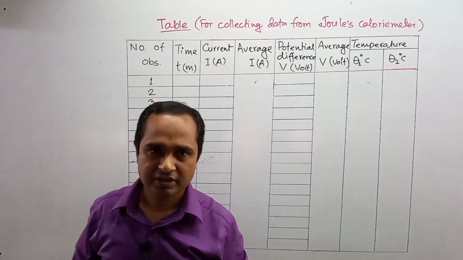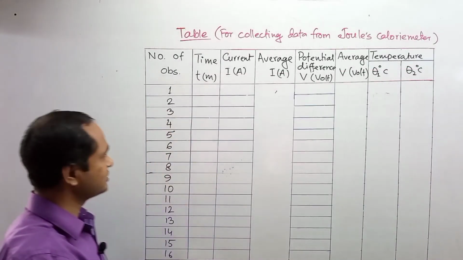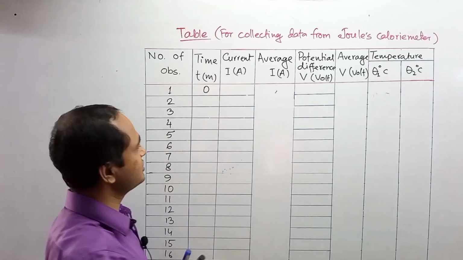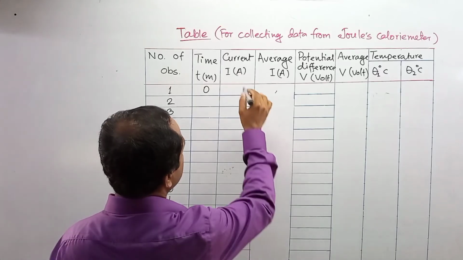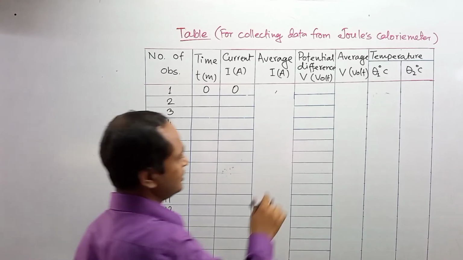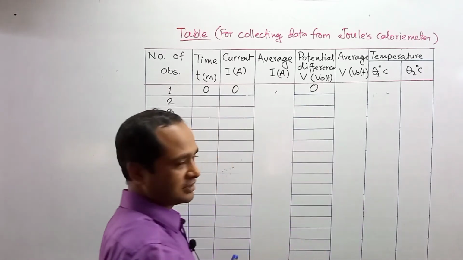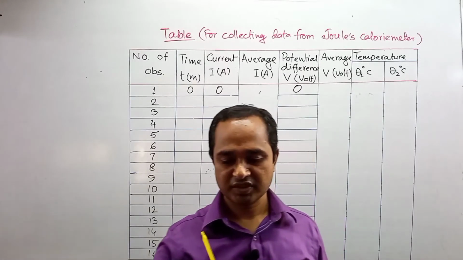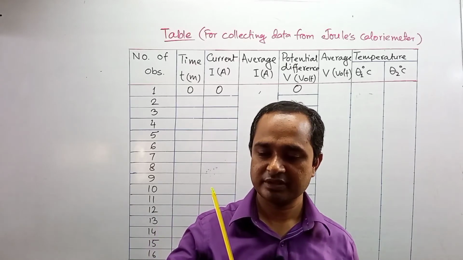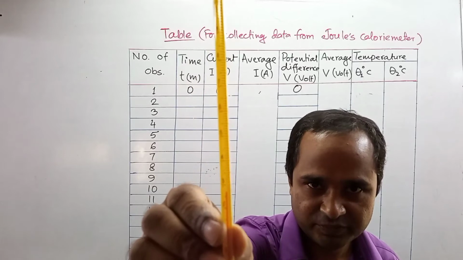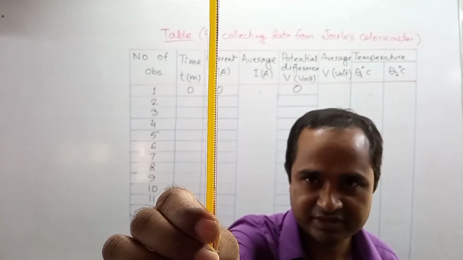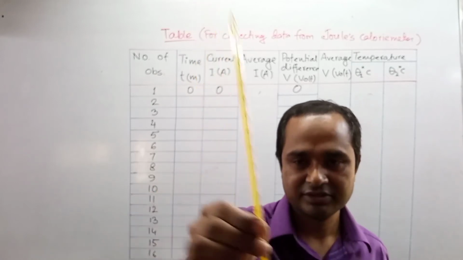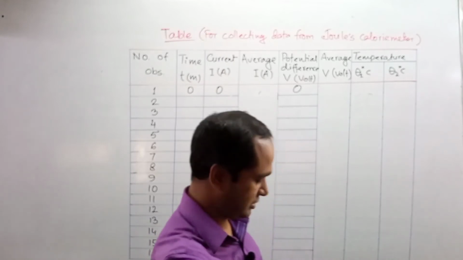Okay, dear student, let's move to the experimental table now. At the beginning of the experiment, time is 0, and initially we did not connect the circuit, so current will be 0 also, and the voltmeter will be 0. Now we see the initial temperature, that is room temperature. Here you can see the initial temperature is 27. Okay, so our initial temperature is 27.